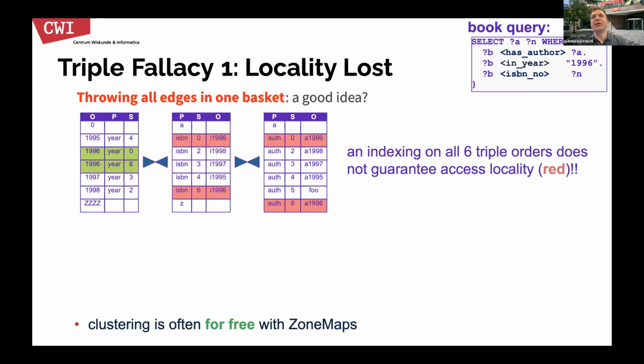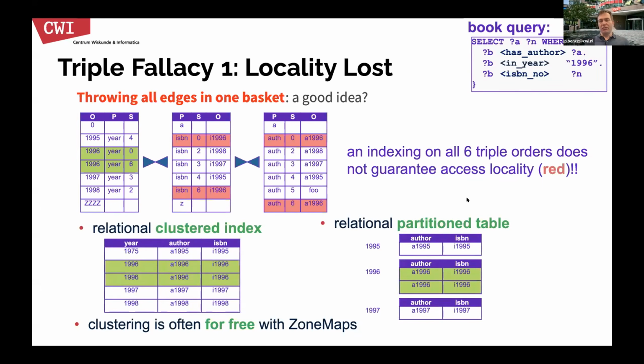An index is not a good idea in a database system if you have massive random access coming out of that index, and that's exactly what's going to happen. You may actually have some locality, because I have a book query that asks for books from 1996. It could be that your triples from 1996 are close to each other in the first index, but then you join to the second index and you join to a third index. This query has 3 triples, so you have 2 joins between them, and both these 2 joins will lead you into massive random access and therefore not good performance.